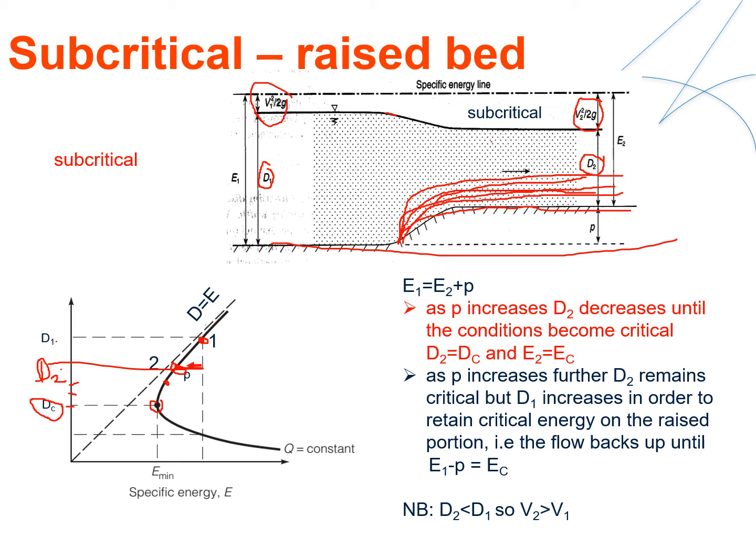Okay, so if this is the maximum depth, this is the critical depth, for example, and if you raise the bed up to that point, then if you raise more than that, what happens? The upstream water level will increase. Up to that point, the upstream water level will not increase, but if you increase the bed more than that, the upstream water level will increase, and that's called the backwater effect.